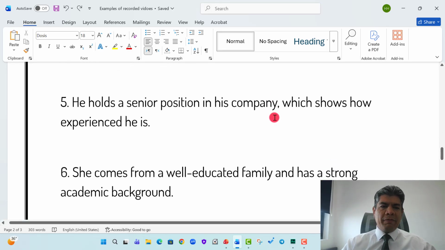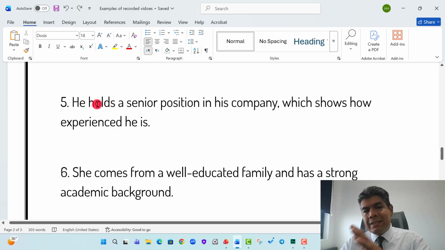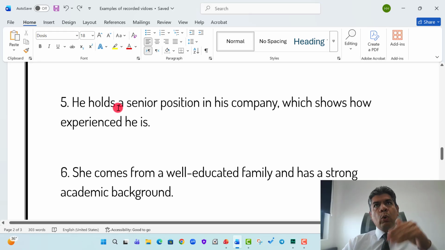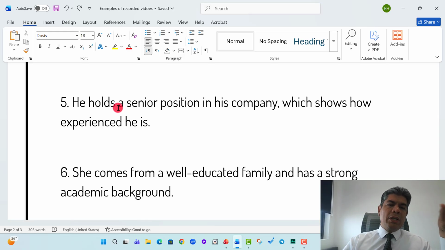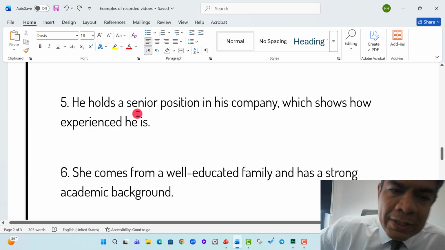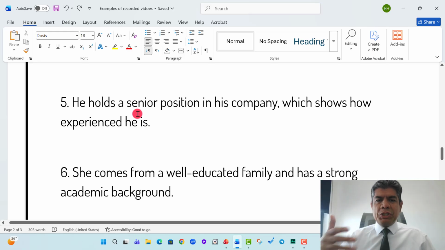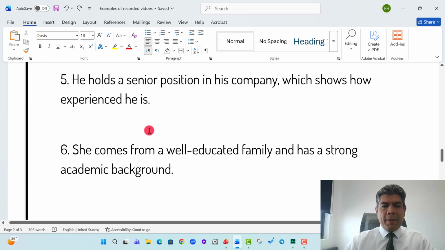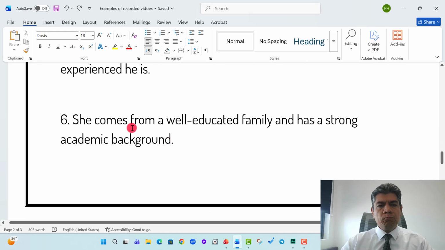Now let's move on to number 5. He holds a senior position in this company, which shows how experienced he is. This is another good expression. He holds a senior position. He holds a high degree in. He holds, let's say, an award title. So this could be another perfect expression to talk about someone's position and someone's job.